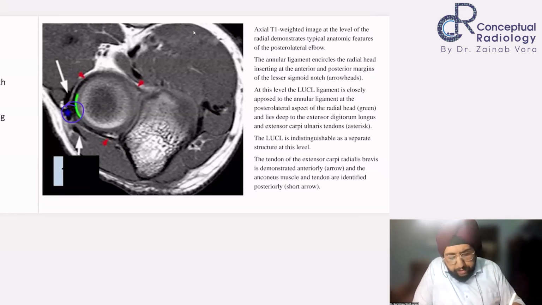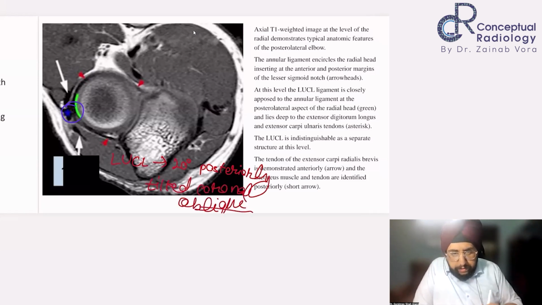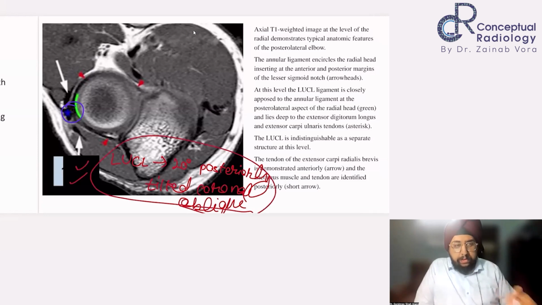So the best images for LUCL, if somebody asks you, are the 20-degree posteriorly tilted coronal oblique images. Although we do not take these images specifically unless we are suspecting a LUCL tear. Okay, so it is preferred that you take coronal oblique images instead of true coronal images.